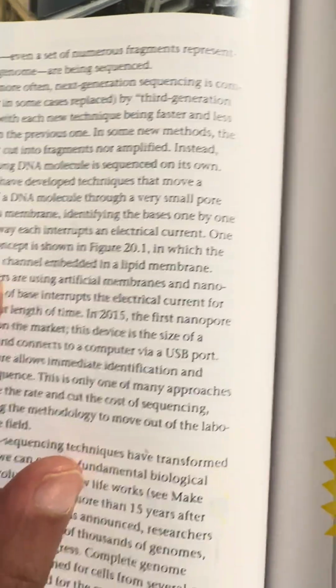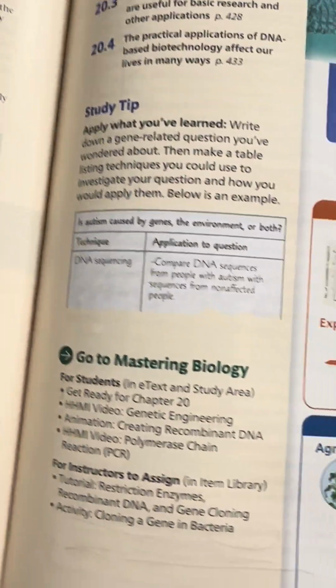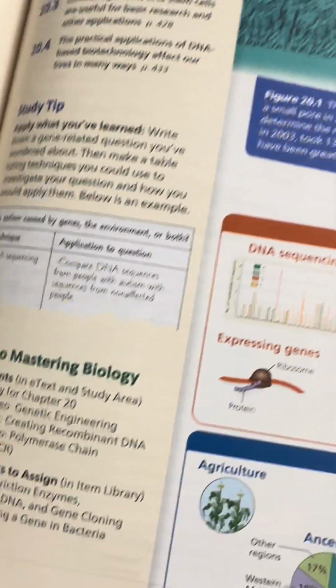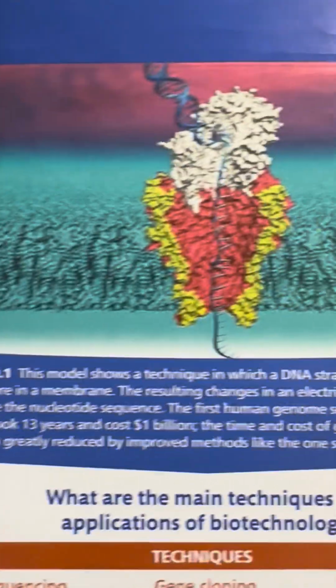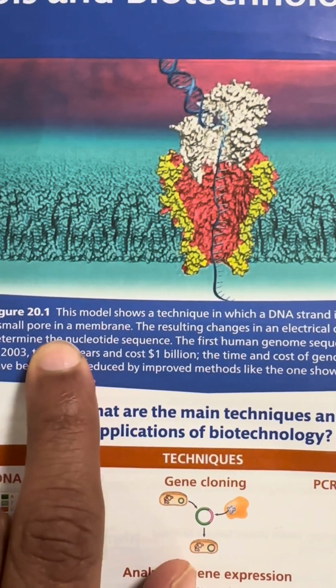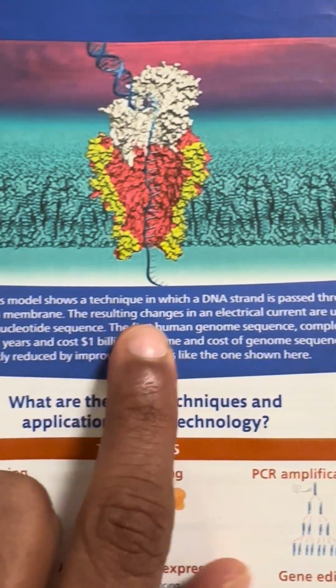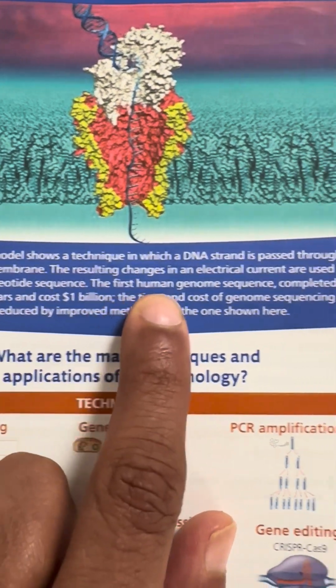And all of this is in figure 20.1. Figure 20.1 here shows a technique in which a DNA strand is passed through a small pore in the membrane. The resulting changes in electrical current are used to determine the sequence.